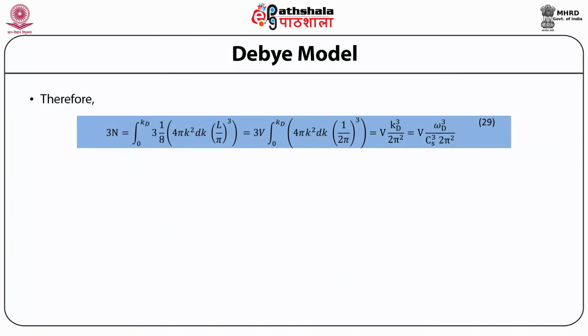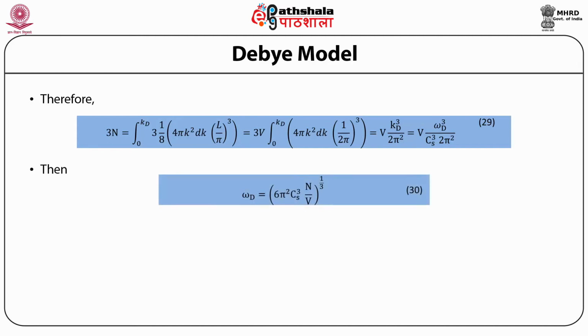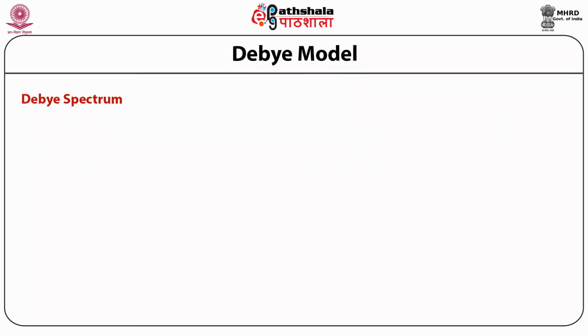Therefore, 3N is equal to the integral from 0 to k_D of 3 times 1/8 multiplied by 4πk² dk multiplied by (L/π)³, which equals 3V times the integral from 0 to k_D of 4πk² dk times 1/(2π)³, which equals V k_D³/(2π²), which equals V ω_D³/(C_s³ 2π²). Then ω_D is equal to (6π² C_s³ N/V)^(1/3). Now we will look at the Debye spectrum.